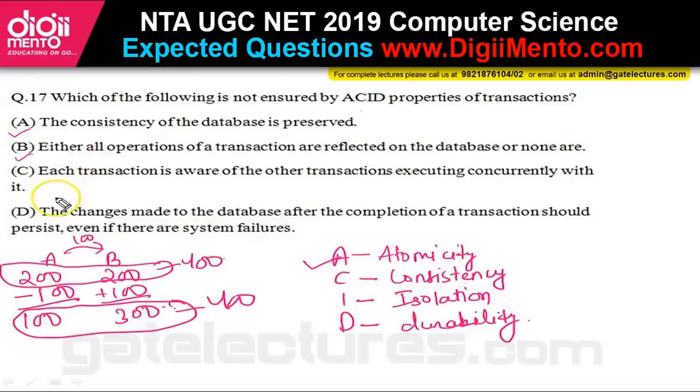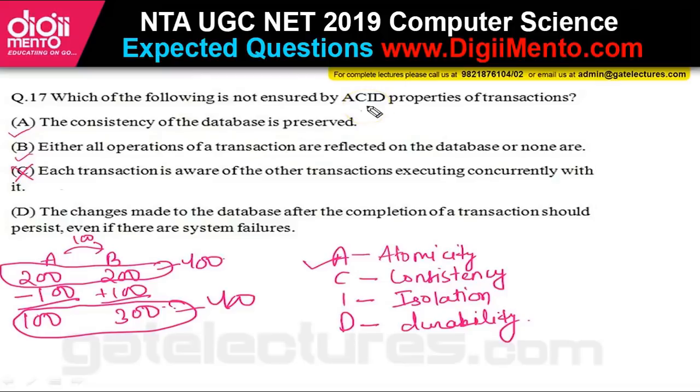Now C says each transaction is aware of other transactions executing concurrently with it. So this is the option which is wrong, because the isolation property of ACID says that even though there are many transactions going on, we must not feel like there are other transactions. That is why it is called isolation. You should feel like you're the only one performing in the database. So option C violates it, saying just the opposite of isolation. So it is the wrong option, and it is the answer because it is not ensured by the ACID properties.